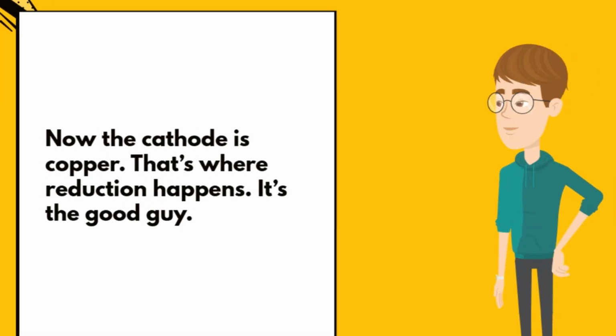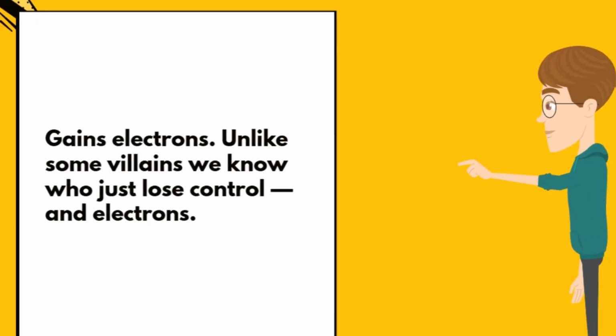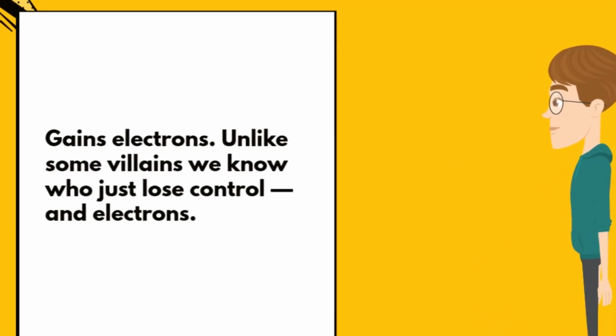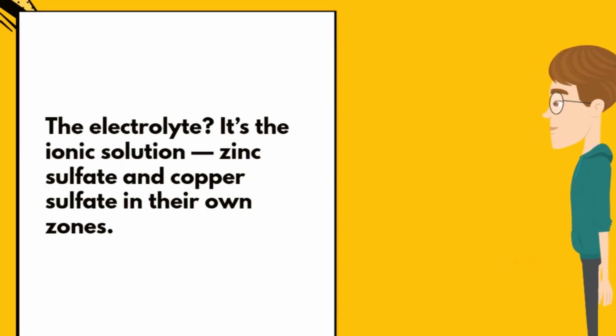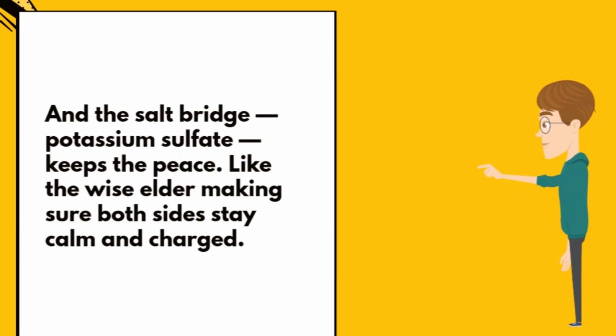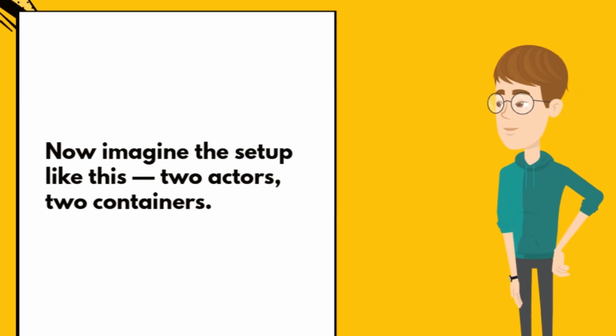Now the cathode is copper. That's where reduction happens. It's the good guy. Gains electrons, unlike some villains we know who just lose control and electrons. The electrolyte is the ionic solution, zinc sulfate and copper sulfate in their own zones. And the salt bridge, potassium sulfate, keeps the peace, like the wise elder making sure both sides stay calm and charged.